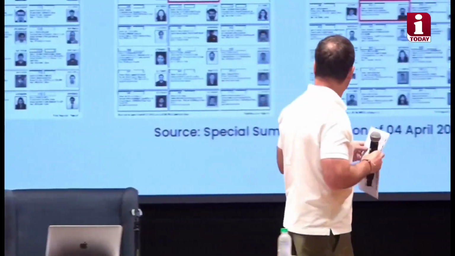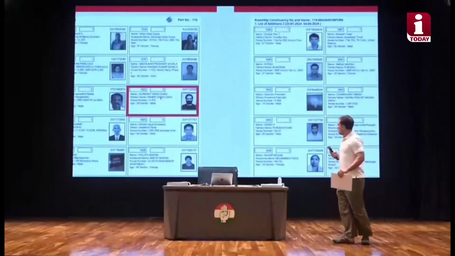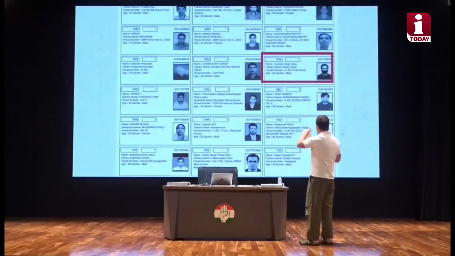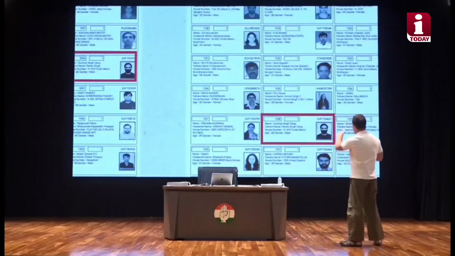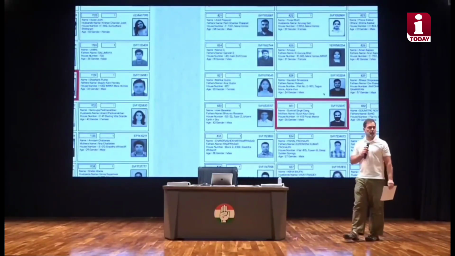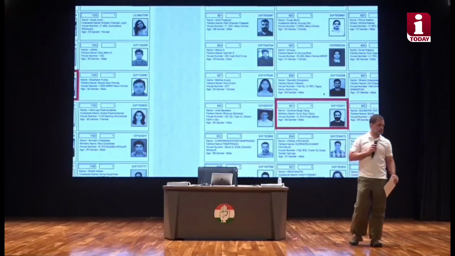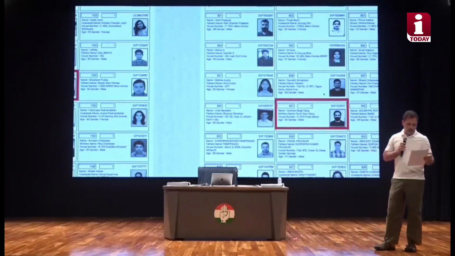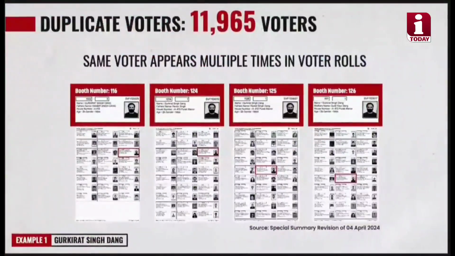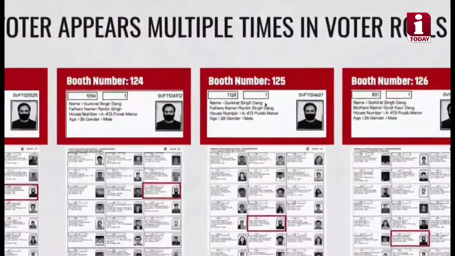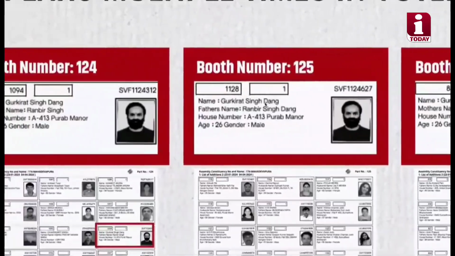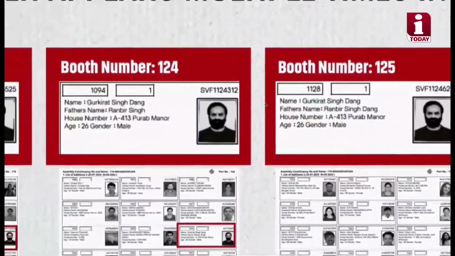Can you zoom in? Gurkirat Singh Dang appears once, twice, 3 times, 4 times, in 4 different polling booths in the constituency. He is the same name, the same address, the same person, in 4 different polling booths. And this is not just one person, this is thousands of people in one assembly.